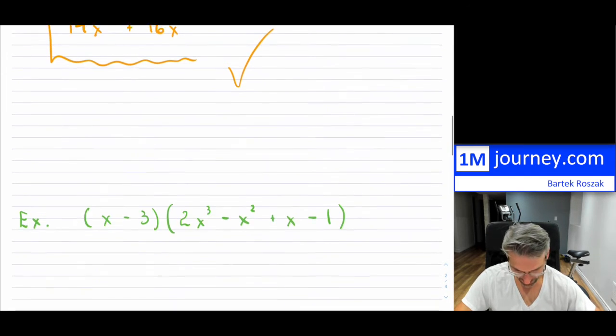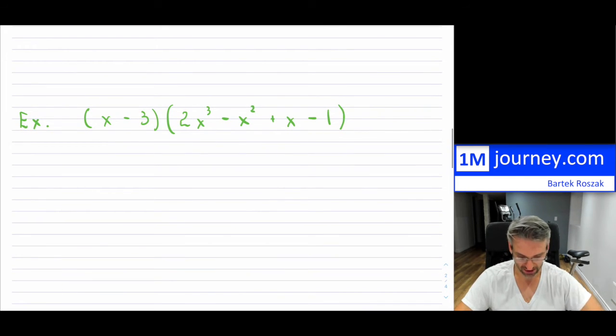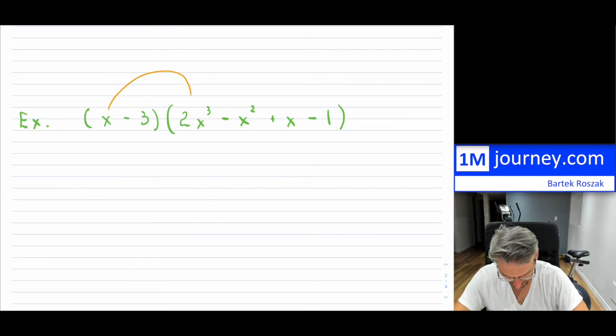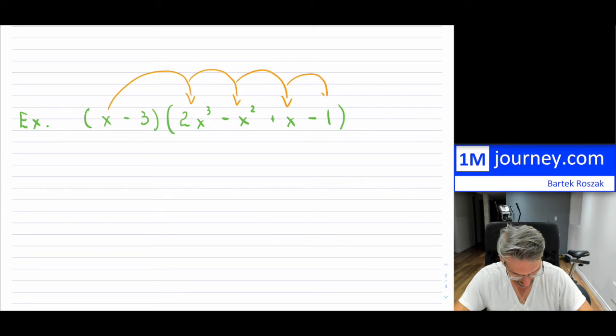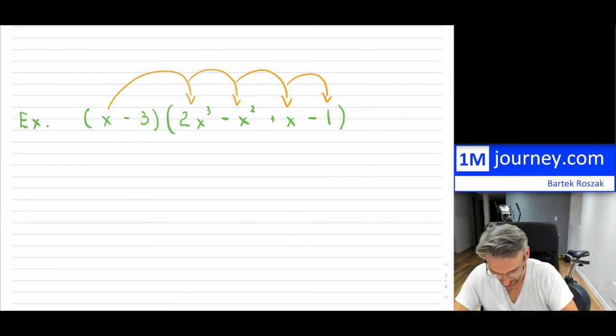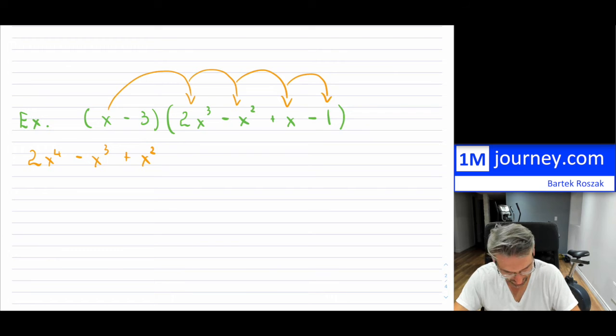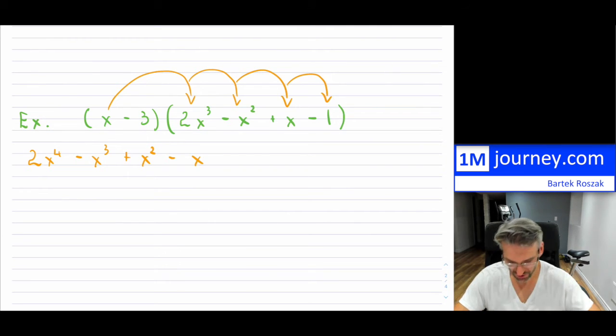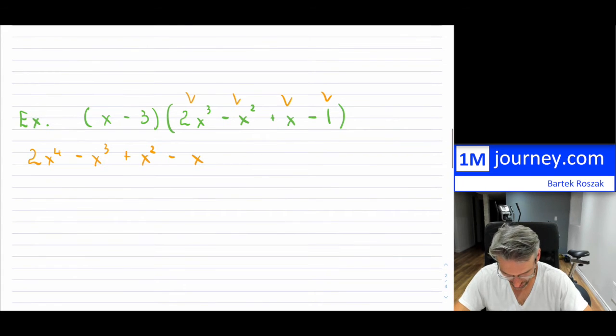Here's the second example, which is a little bit more complicated, kind of along the lines as we had with the previous one. So I'm going to go ahead, take this one, and distribute it across every single term in that second factor. So we're going to have 2, that's going to be x to the 4. Then we're going to have minus x cubed. Then we're going to have plus x squared, then minus x. All right, so that's the first one. So that's done. Now we're going to do it with this.